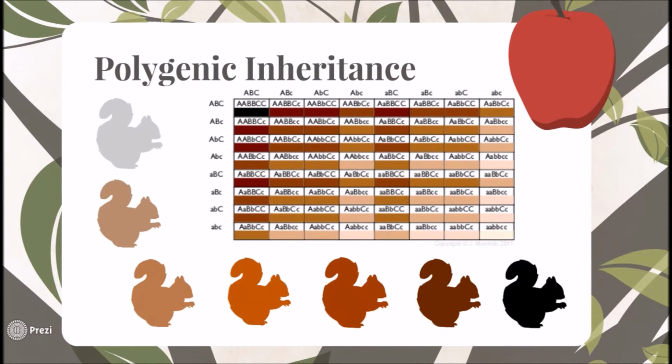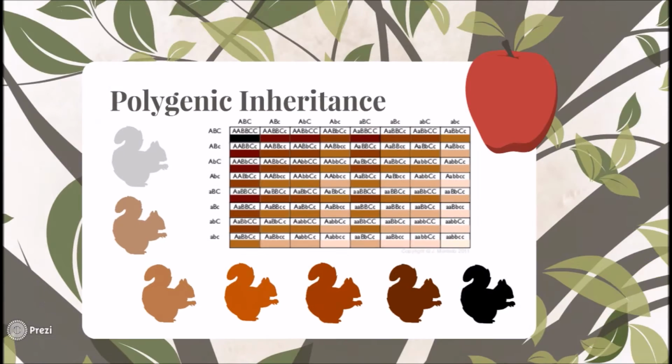Some traits are the result of not only multiple alleles, but multiple genes working together. This is polygenic inheritance. Fur color can be an example of polygenic inheritance, where having more genes code for the fur color trait leads to a greater variety of fur color possibilities and a wider spectrum of fur color.